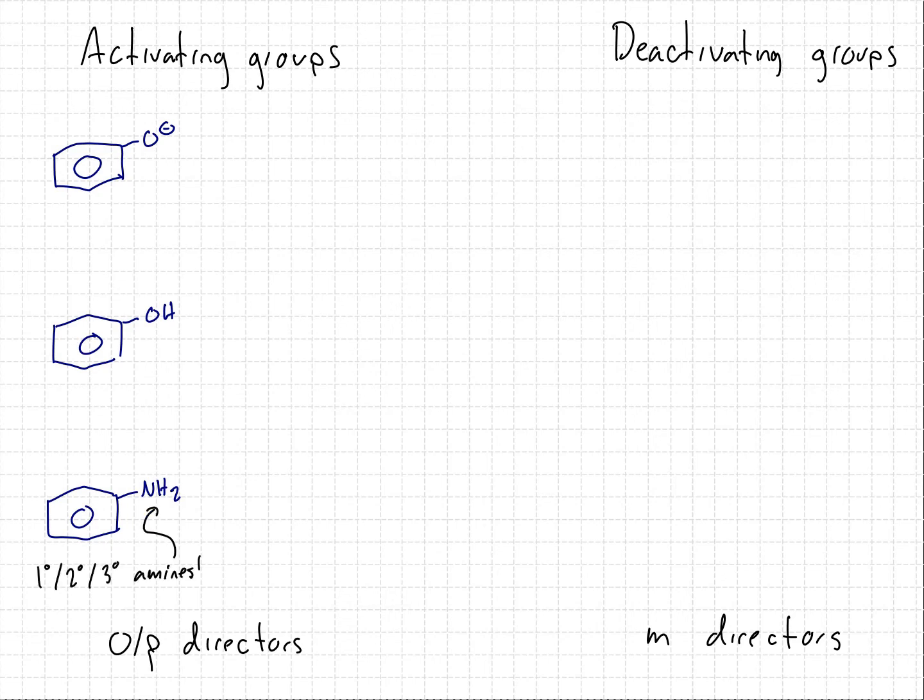It's important to know that for anilines, these can be primary, secondary, or tertiary amines. Any of those hydrogens can be replaced with alkyl groups, and the effect is the same.